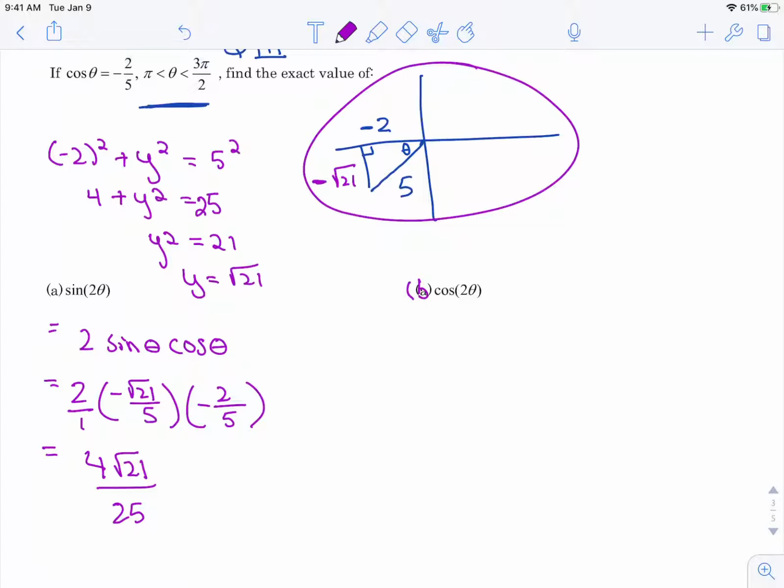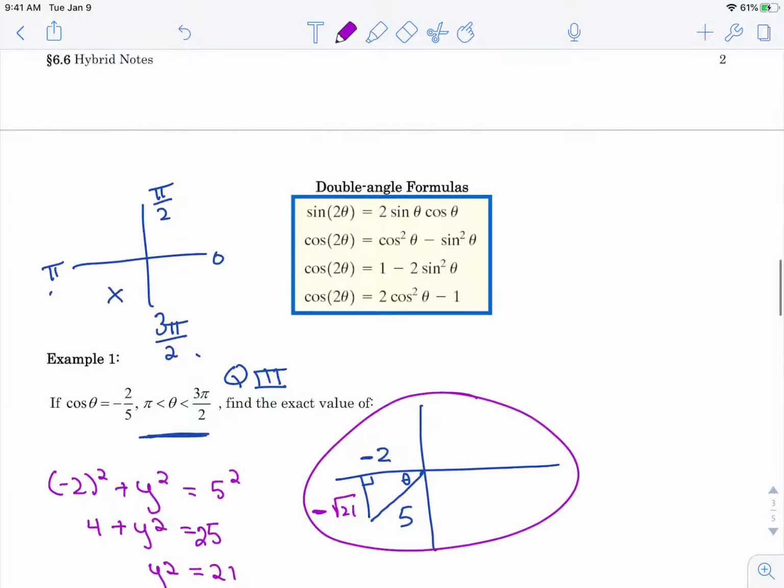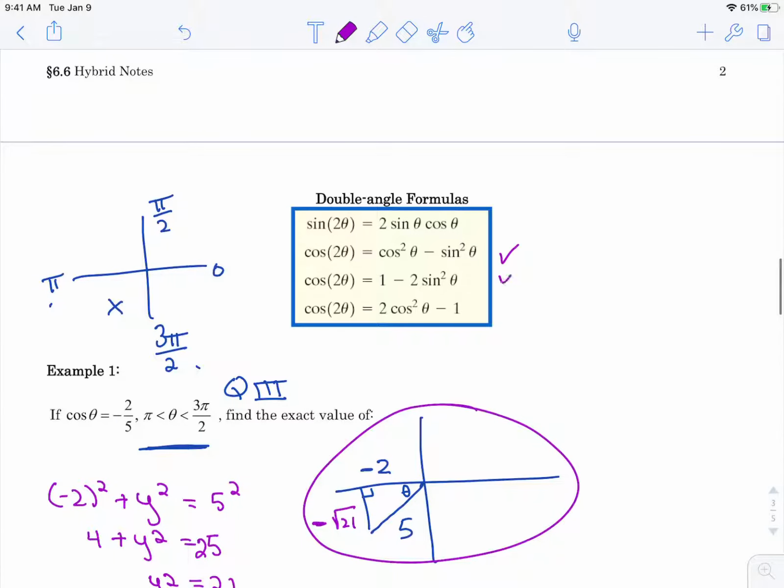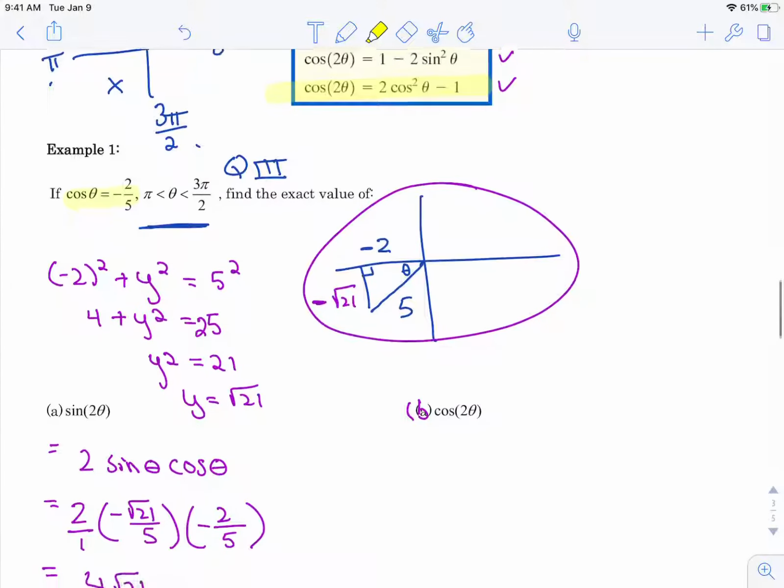So for the second one, it just depends on which one you want to use, because again, we have 3 to choose from. There is some strategy here. Because cosine was given to us, I might want to use the one that only involves cosine, just in case I butchered this triangle. But it does not matter which one you use. You should get the right answer.